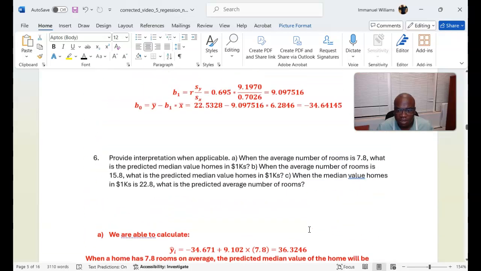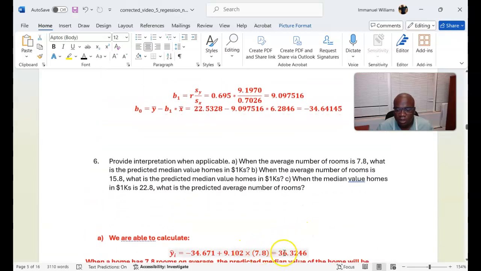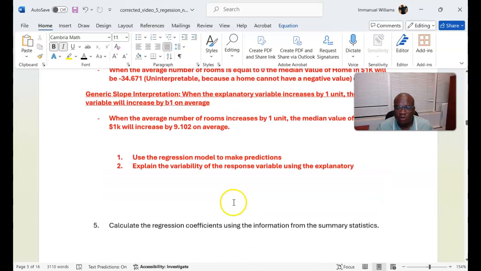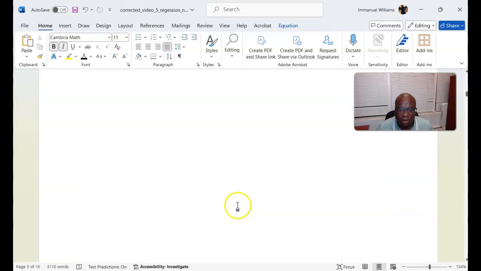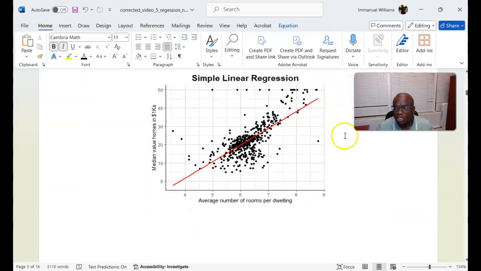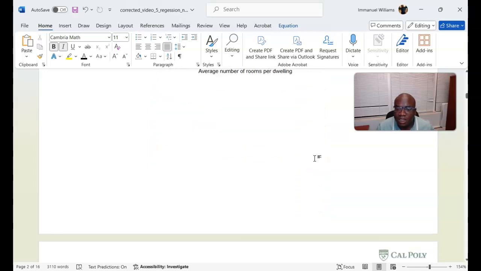Oh, I got ahead of myself. So 7.8, you plug it into the equation, you should get 36.32. However, if the average number of rooms is 15.8, you go to 15.8 on the graph, it's not there. So therefore, you can't make the prediction. Be aware of that.